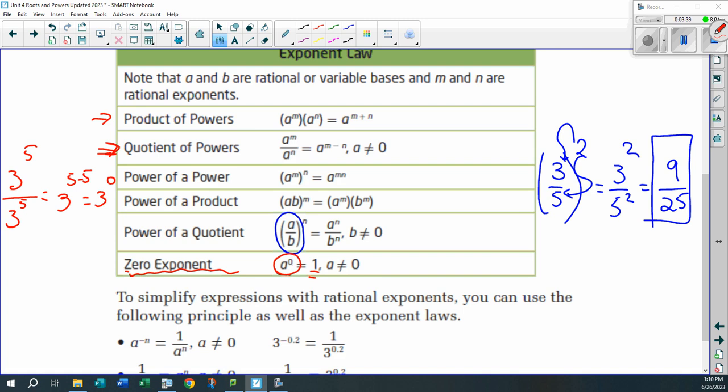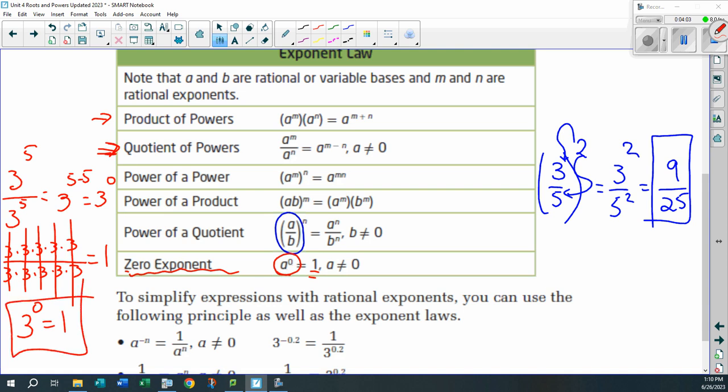Okay, but what does that actually mean? Well, watch. 3 to the 5 means 1, 2, 3, 4, 5 threes over 3 to the 5, 1, 2, 3, 4, 5 threes. And then they all just cancel. When you cancel something out, 3 over 3 equals 1. That's where the 0 exponent law comes from. Ta-da! Bet you didn't know that.